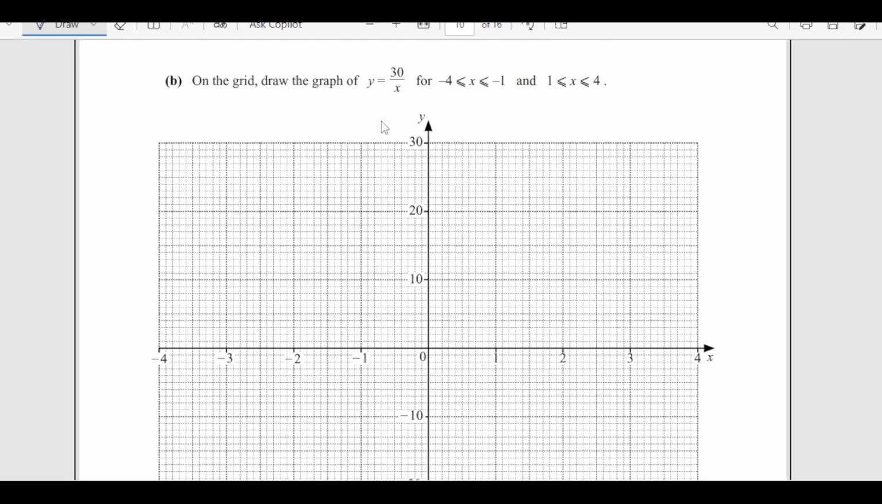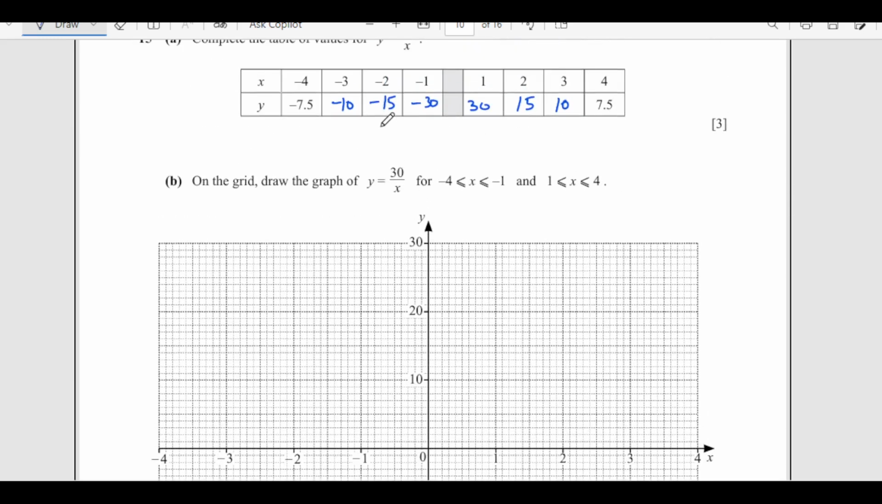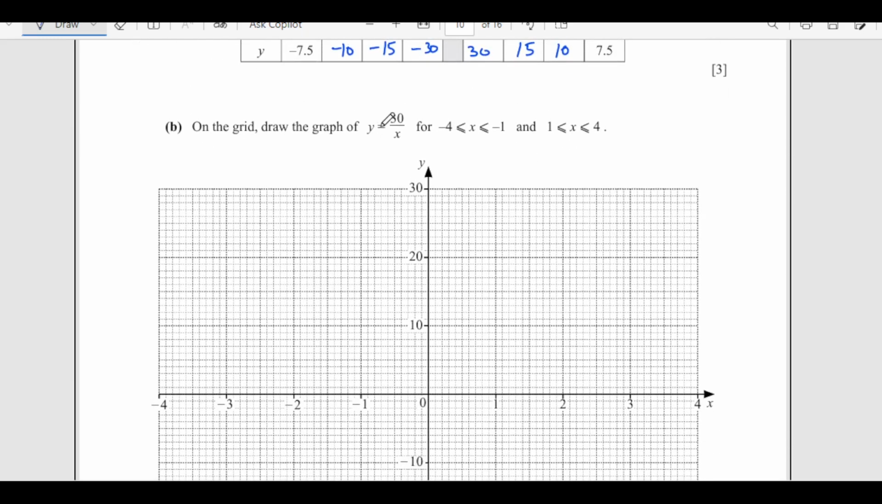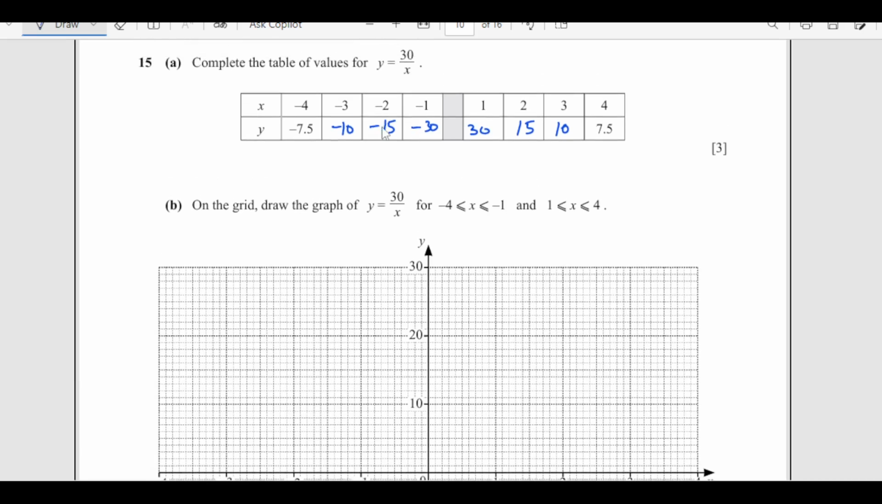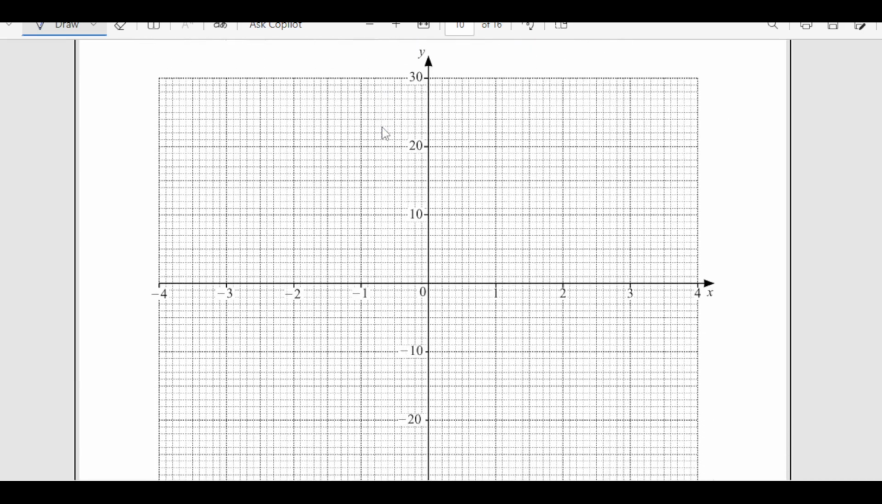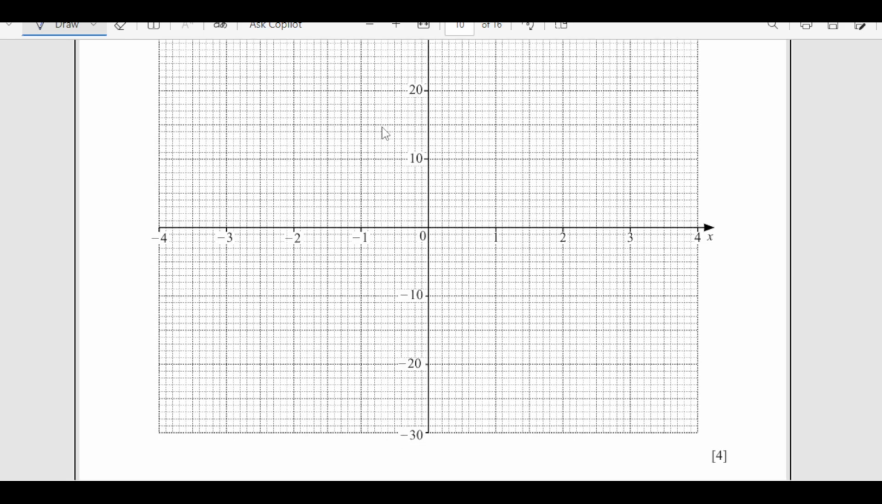On the grid, draw the graph of this. We have the table of values here, and then we can easily plot this, right? So now on the grid, when x is negative 4, y is negative 7.5. There are 10 squares, so in the middle there will be negative 5, and 7.5 is going to be somewhere here in the middle, right. Then x is negative 3, y is negative 10, then x negative 2, y is negative 15, which will be here, and then x is 1, y is 30, x negative 1, y is negative 30.